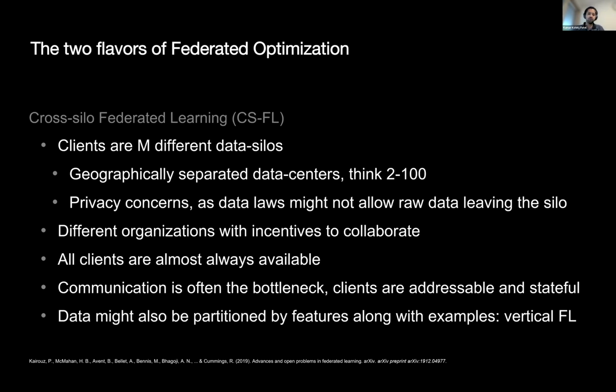So now here, not only are the data points distributed across different silos, but perhaps even the features are distributed across silos. And this is something appropriately usually called vertical federated learning. I wanted to mention this because you might have heard this term going around, and this is what it is. Okay, that was the first flavor, which was similar to distributed optimization.